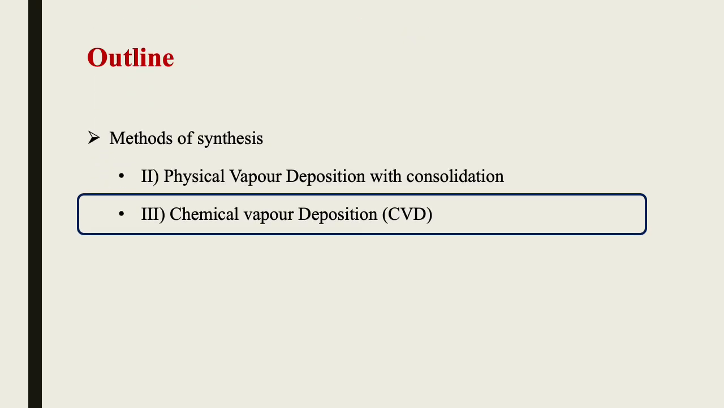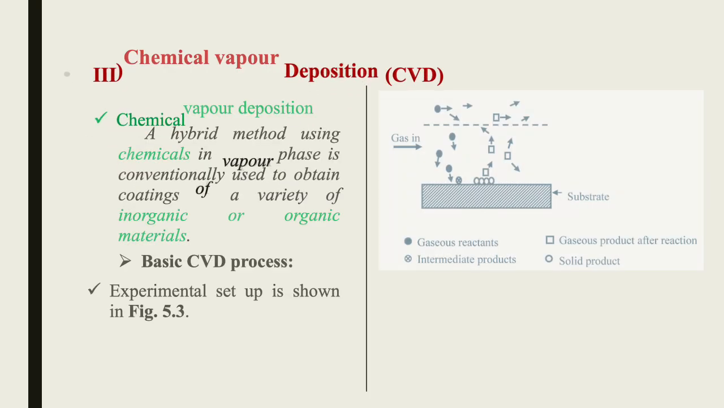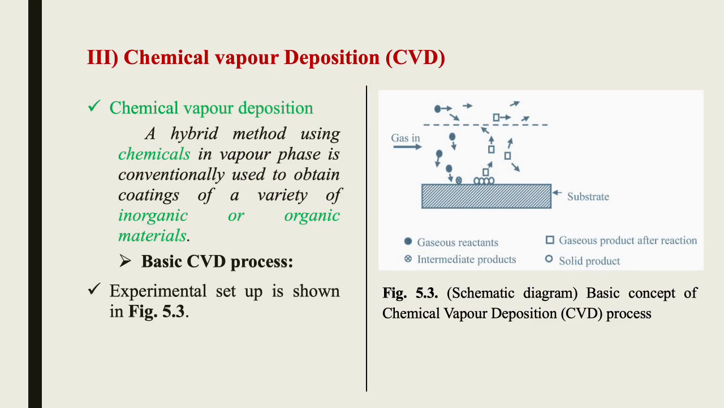Moving to the next topic, now we will see the method of synthesis of nanoparticles using the chemical vapor deposition method. So what is the chemical vapor deposition method? This method is about a chemical which reacts in vapor form, so deposition takes place in vapor form. The definition is given here.